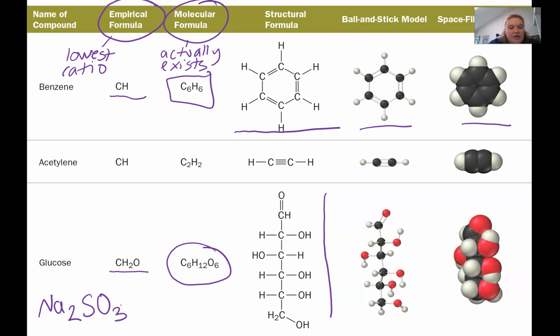One more example I want to point out, if we have Na2SO3, that's our molecular formula. That's how it actually exists in nature. But it's also the empirical formula. It's already in its lowest possible ratio. So the sodium, sulfur, and oxygen are in a 2 to 1 to 3 ratio. So this is the molecular and the empirical. And I wanted to point that out just so that you know that the empirical can be the molecular formula.